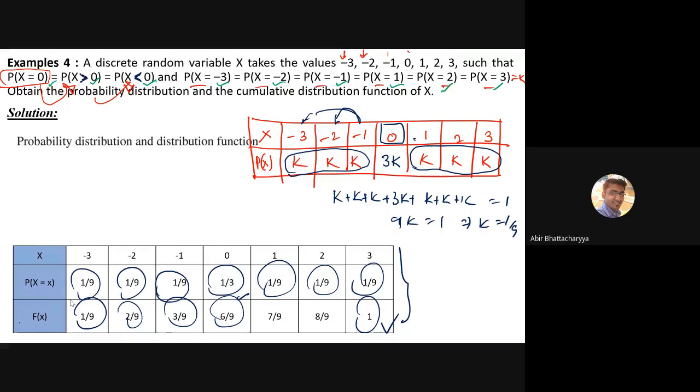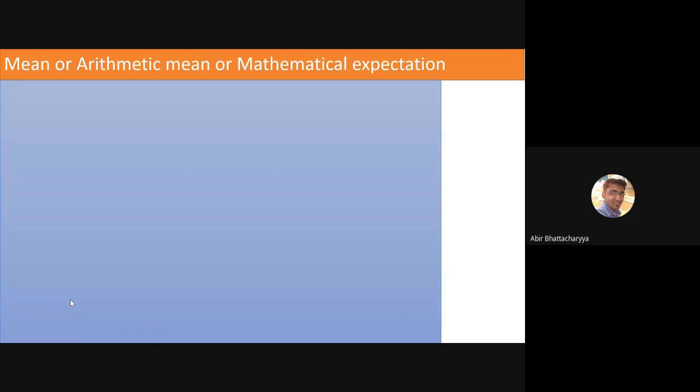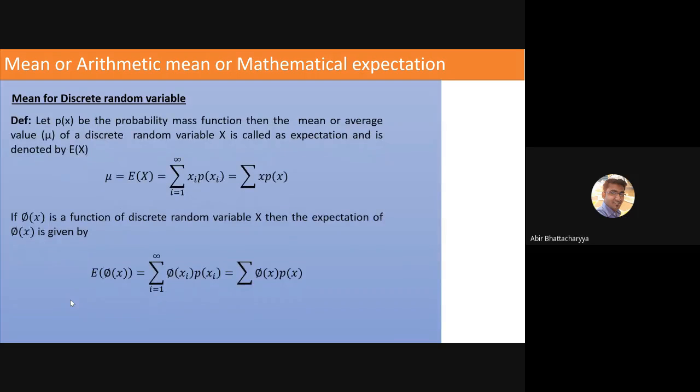In a similar manner, you can calculate it. Now, the next topic we are going to discuss is the mean, or arithmetic mean, or mathematical expectation. I will also discuss variance and standard deviation of any probability distribution function. So the mean for a discrete random variable: let p of x be the probability mass function, and then the mean or average value is given as mu. Mu is the notation.